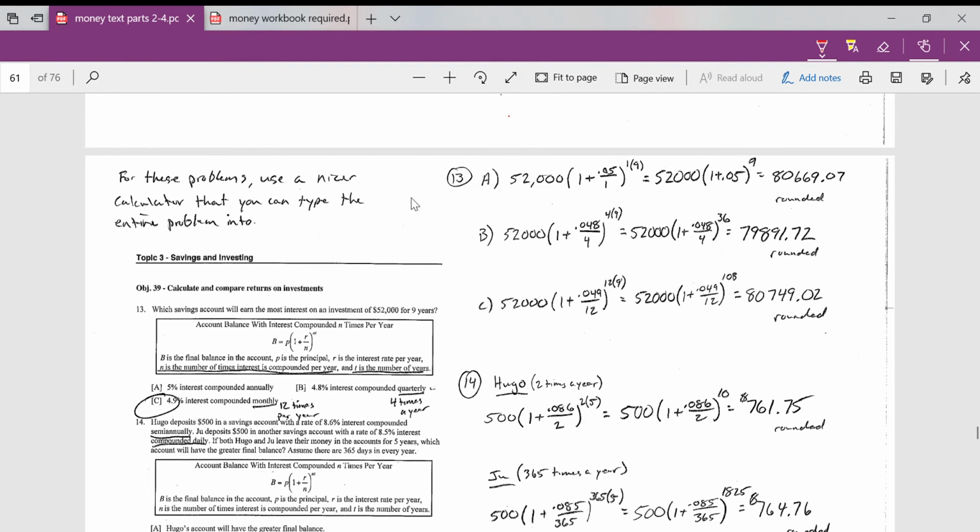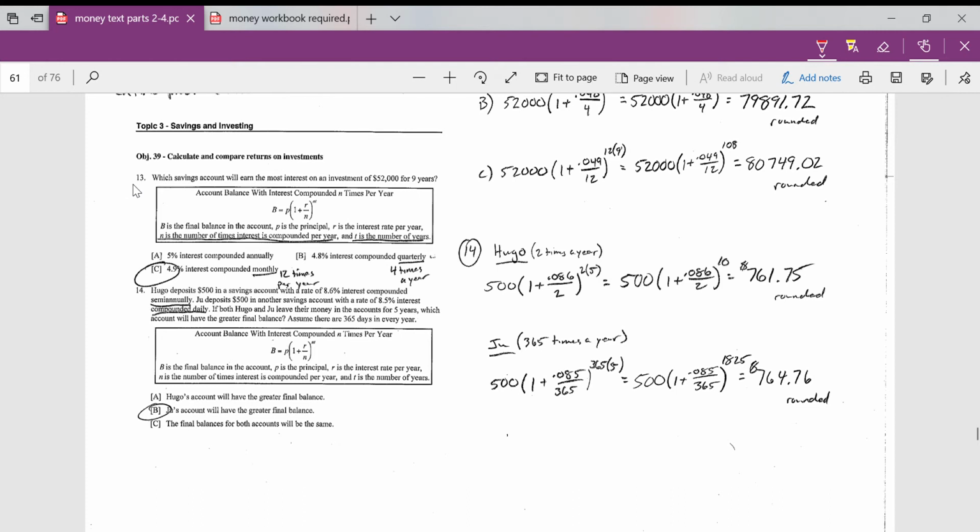But the math itself isn't hard. It's just throwing numbers into a formula. It's just making sure you do the steps correctly, especially if we're just using a phone for our calculator. I posted that extra video on how to use the exponent button on a phone calculator. Again, if you have any questions, maybe your phone looks different or something like that, let me know. I can help you out with that. But let's take a look at Objective 39.